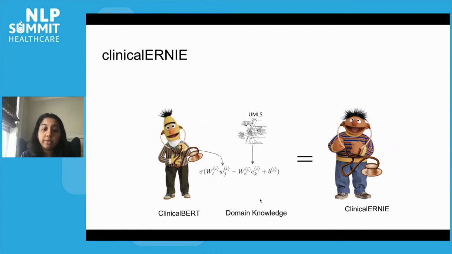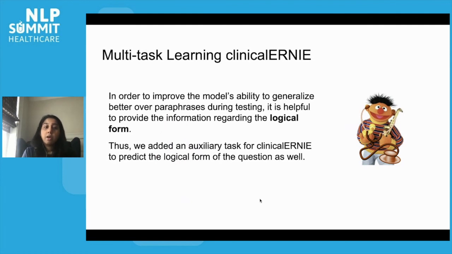So what we do is take clinical BERT, introduce domain knowledge via the UMLS using the ERNIE architecture, and create this clinical ERNIE for question answering. This helps the model's ability to generalize better over paraphrases during testing. And since we also introduce the logical form as an auxiliary task, learning the logical form as an auxiliary task helps this model's generalization ability.